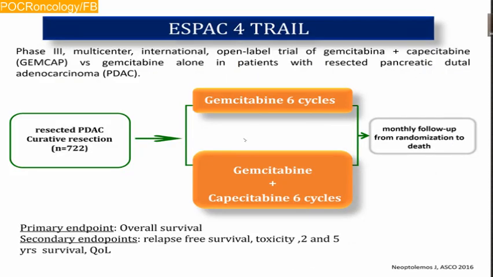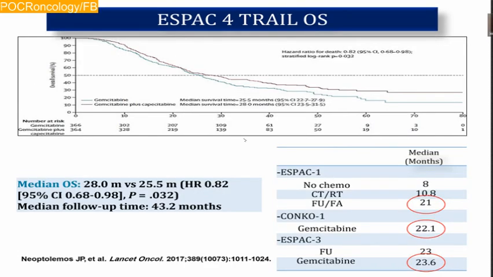Now, in the last year, we have a new standard of care where resected pancreatic adenocarcinoma was randomized to gemcitabine alone or gemcitabine plus capecitabine, which is ESPAC-4, and the overall survival was 4 years. As a matter of fact, it gave us almost 3 months of survival benefit, changing our practice so this is the standard of care. And if you see ESPAC-1, the CONKO trial, and also ESPAC-3, in all of those you can see the survival is almost 20 months.